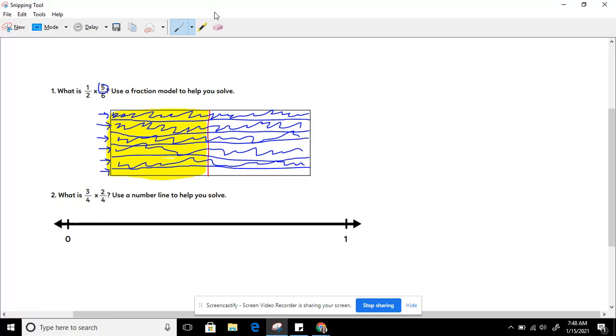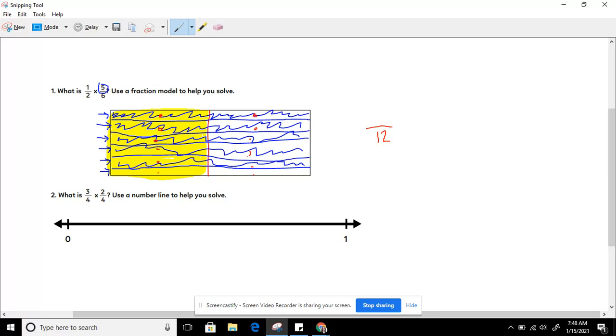times 5/6. In order to do that, boys and girls, what you're going to start by doing is you're going to look at how many pieces do you have total now? Well, I've got 1 piece here, 2 pieces, 3, 4, 5, 6, 7, 8, 9, 10, 11, 12 pieces. So I've got 12 pieces total.